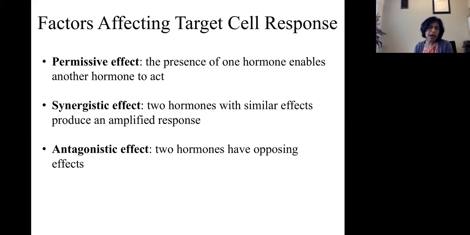Antagonistic effect is when the hormones act in the opposite ways, two hormones having opposing effects. Okay, you could think about insulin and glucagon as a good example of how hormones could be quite opposite to one another. Okay, insulin reduces the amount of glucose that's in the blood by stimulating the uptake of glucose by the cells, whereas glucagon increases blood glucose levels by breaking down the sources of glucose within the cells.